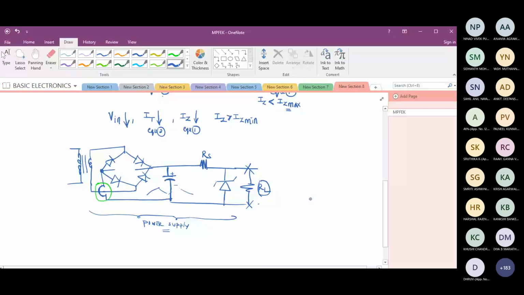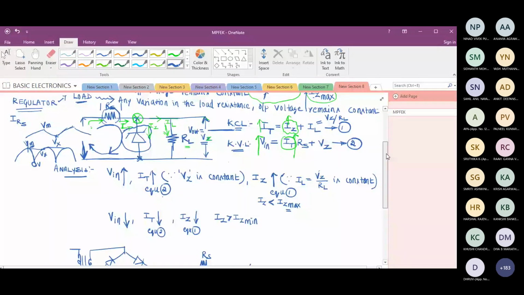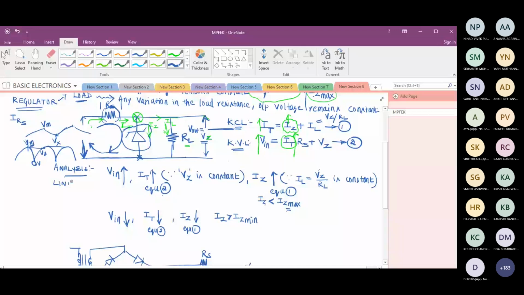This analysis is for line regulation, where we vary the input and get constant output, provided the current is fluctuating between Iz minima and Iz max. Then only we get Vz. Otherwise, we will not get it.